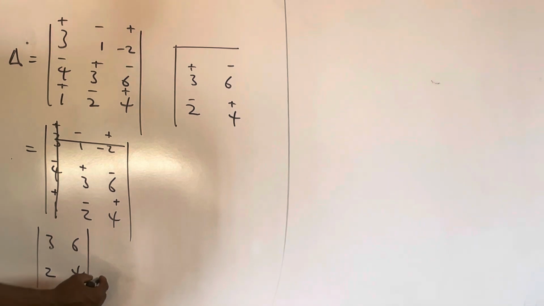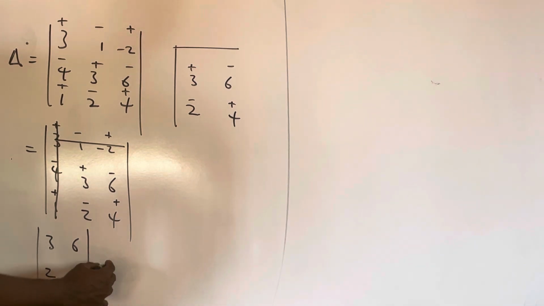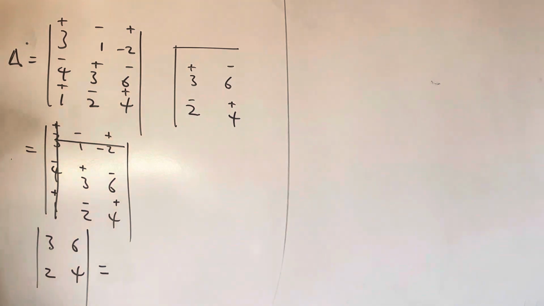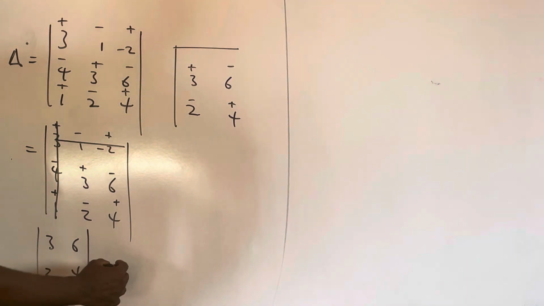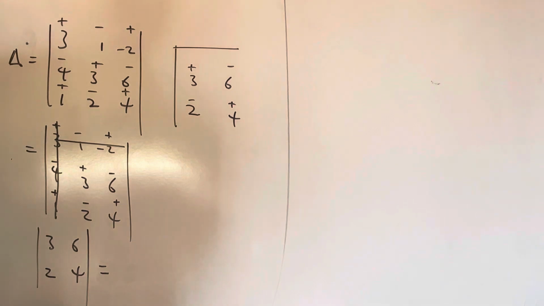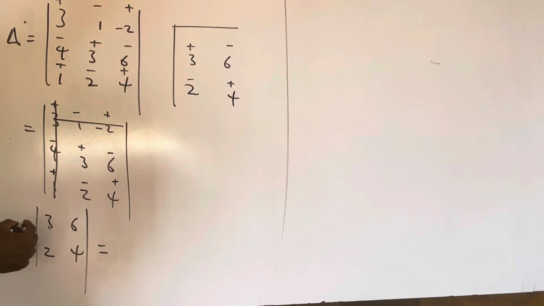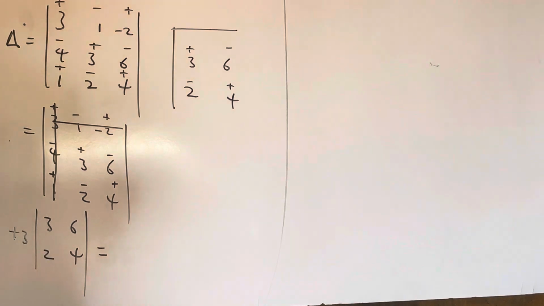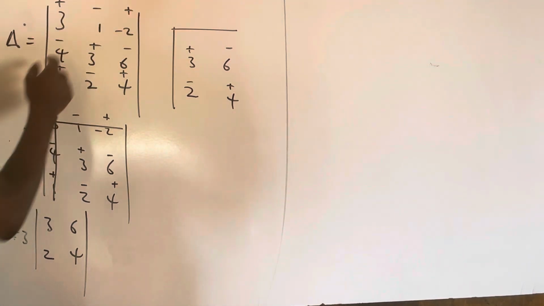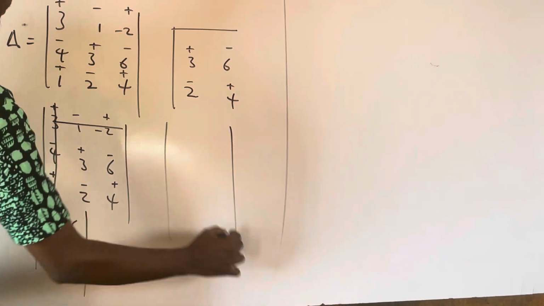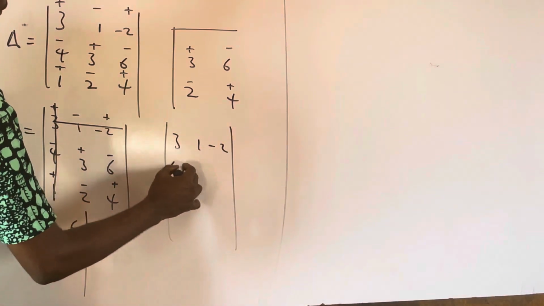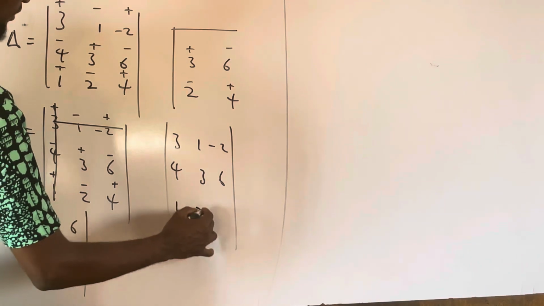So to resolve this one now, this will give us 3 times 4, which will give us what? We have 12, right? But let's just finish. Since we have something like this, and you know here is going to be what? Plus 3. Hope you know. It's going to be plus 3. If we are to continue using this format, 3, 1, minus 2, 4, 3, 6, 1, 2, 4.